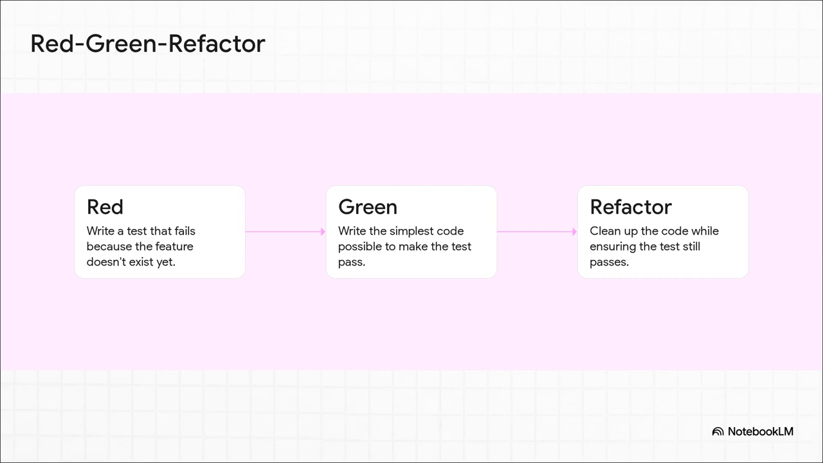This whole TDD workflow has a famous rhythm to it. Red, green, refactor. First, red. You write a test for a feature that doesn't even exist yet, and you watch it fail. That's a good thing. Then, green. You write the absolute simplest, most direct code you can to make that test pass. And finally, refactor. Once the test is green, you go back and clean up your code, make it more efficient, all while making sure that test stays green. It's a really powerful loop for building quality software.